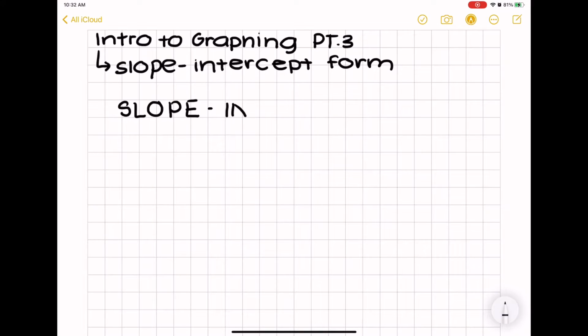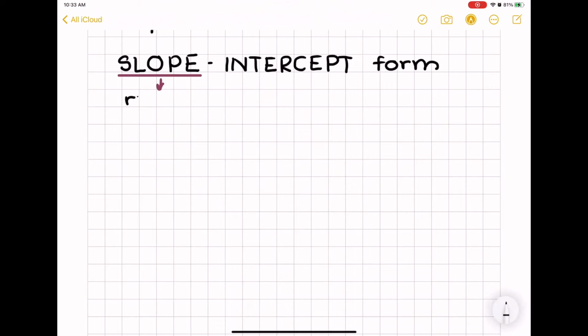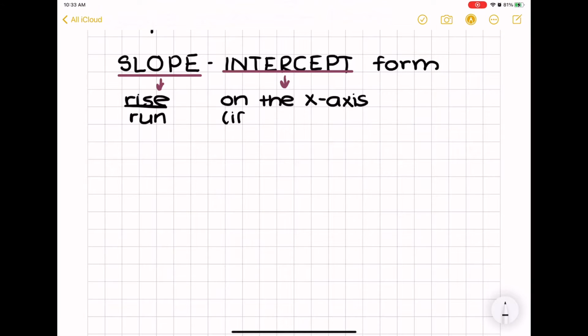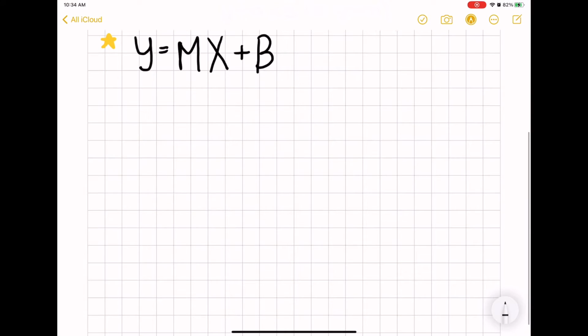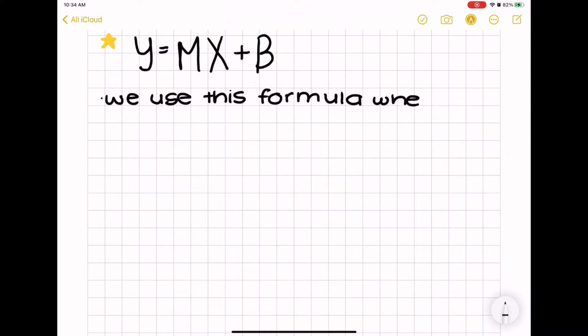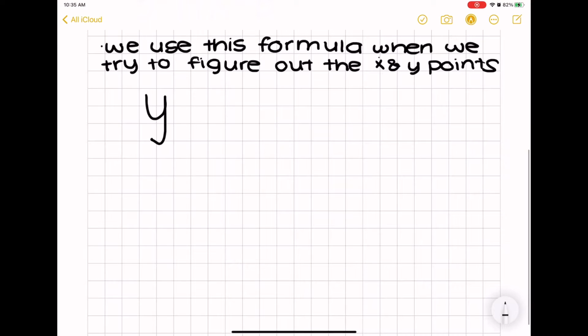Let's break down slope-intercept form so that we can understand what it means. Slope is the rise over the run, and the intercept is on the x-axis if it's the x-intercept, or on the y-axis if it's the y-intercept. The equation for slope-intercept form is y = mx + b, and we use this formula when we're trying to figure out the x or y points.